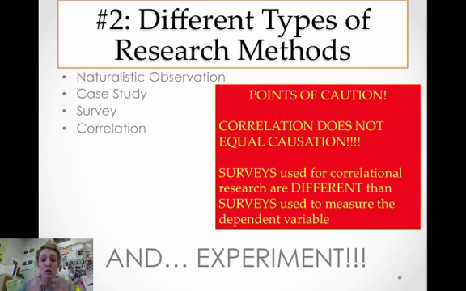So you can do a survey for a survey's sake, right? You can hand out a bunch of surveys on who people are going to vote for or what they think or whatever, drug use in schools, whatever, right? You can do any of those things. That's the survey method. But sometimes psychologists will actually use surveys to measure the dependent variable.